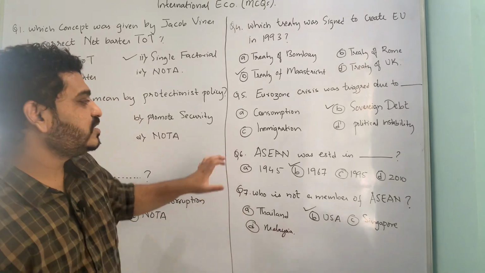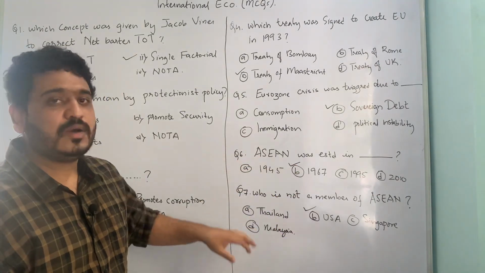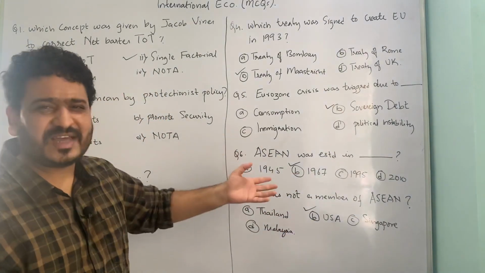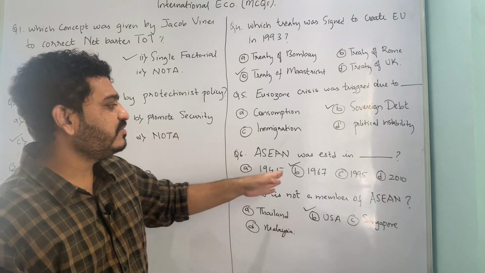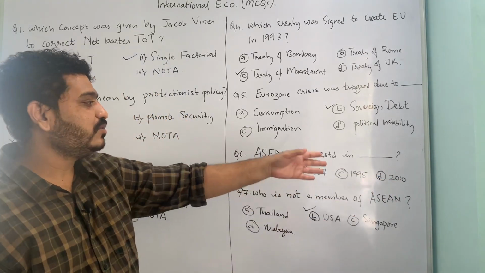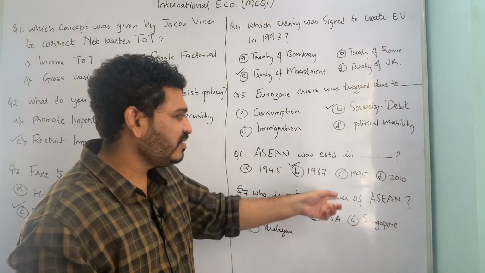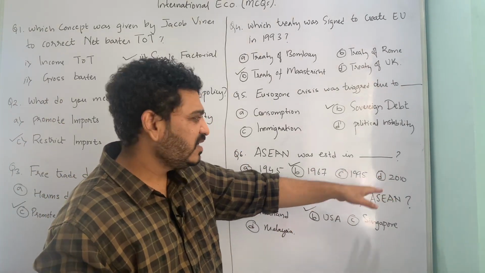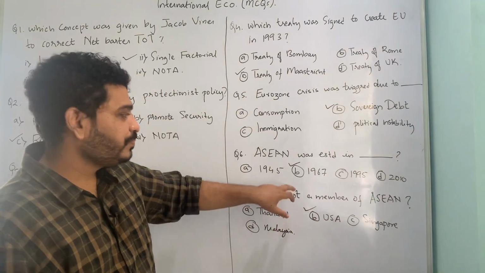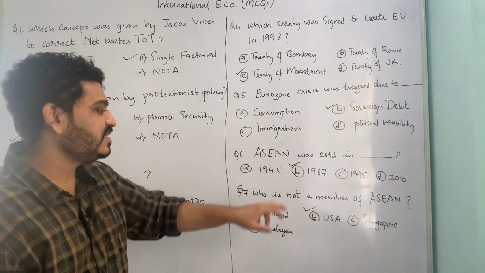The next question is, the Association of Southeast Asian Nations, or ASEAN, was established in which year? This is again a factual question. 1945, 1967, 1995 and 2010. Obviously 2010 cannot be the answer. If you start eliminating some options, it is easier to guess the correct answer. But still the answer here is B, 1967.